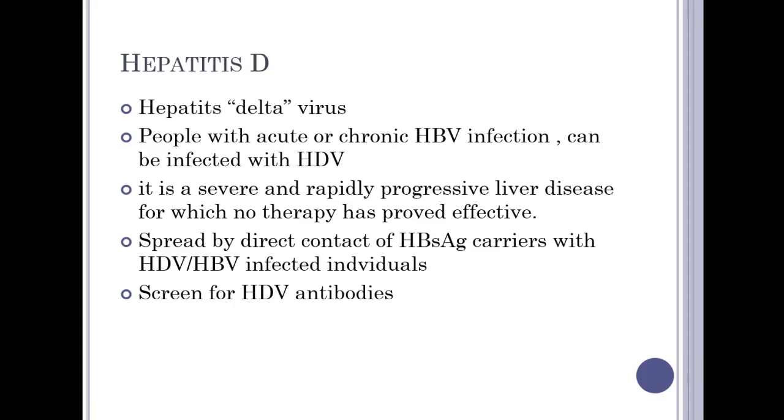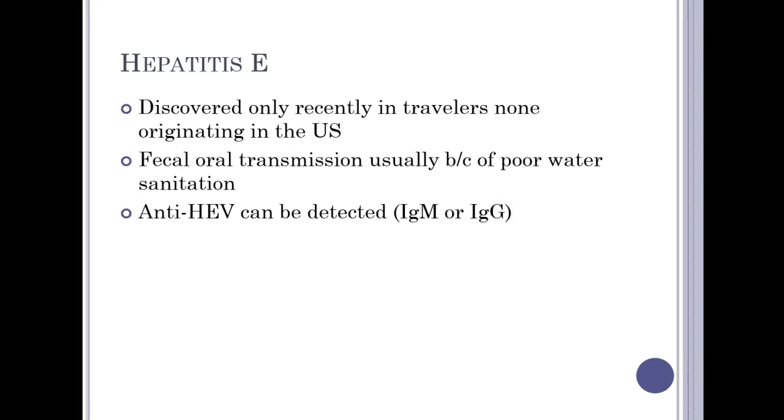Hepatitis D is known as the Delta virus. This is for people that are affected with hepatitis B virus. You can't get hepatitis D without having hepatitis B first. It is a severe and rapidly progressive liver disease, and there's no therapy. It's spread by direct contact of hepatitis B surface antigen carriers with hepatitis D virus, hepatitis B virus infected individuals. We screen for hepatitis D virus antibodies in those hepatitis B individuals.